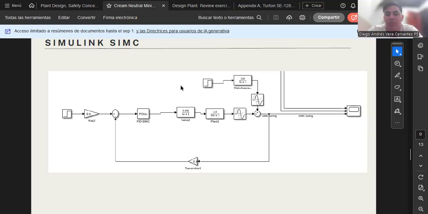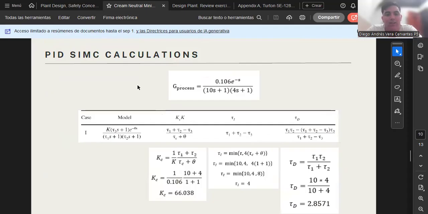With the Simulink model, we observe the dynamic behavior of the system when changes are applied to the set point or when a disturbance occurs, and evaluate the effectiveness of the SIMC controller. After that, we can see the PID and SIMC calculation. Right now, in this slide, we can see the main process.